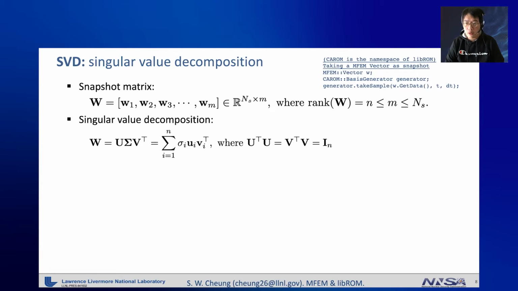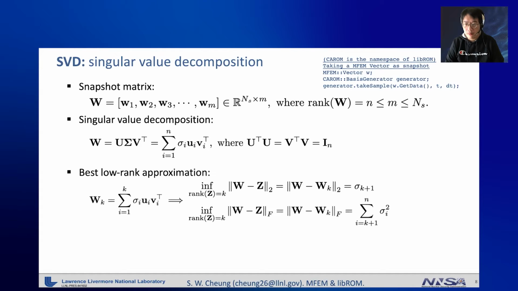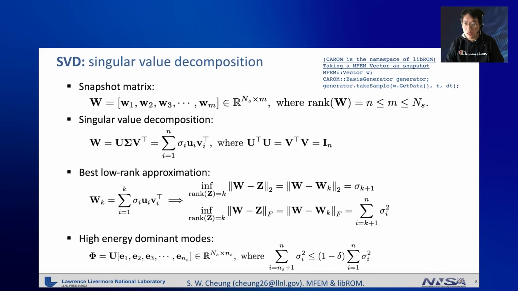The singular value decomposition is to factorize this snapshot matrix into a product of three matrices: the left singular vectors, the singular values, and the right singular vectors. Then the Eckart-Young theorem tells us that the best rank K approximation of the snapshot matrix is obtained by summing up the rank 1 matrices corresponding to the K largest singular values. This suggests that we can use those left singular vectors, which we call the high energy dominant modes, for a spanning subspace to approximate the solution. In practice, we use an energy criterion to select the minimum number of sufficient modes for an acceptable accuracy.